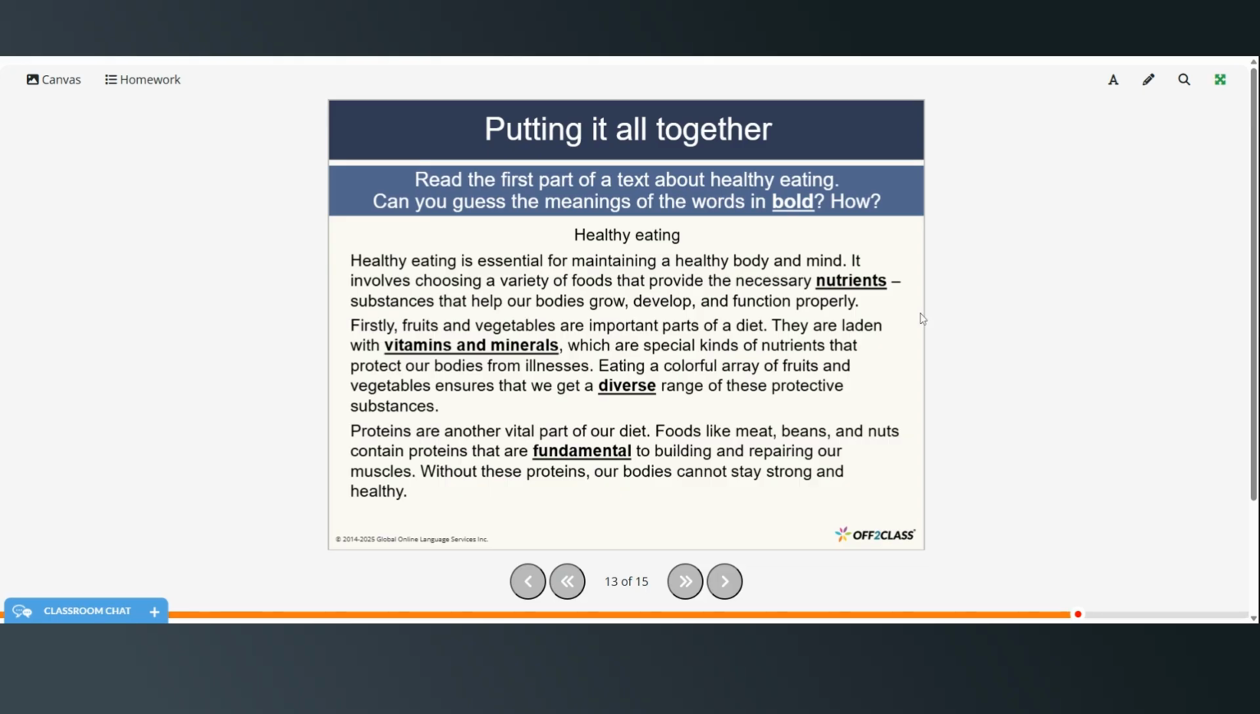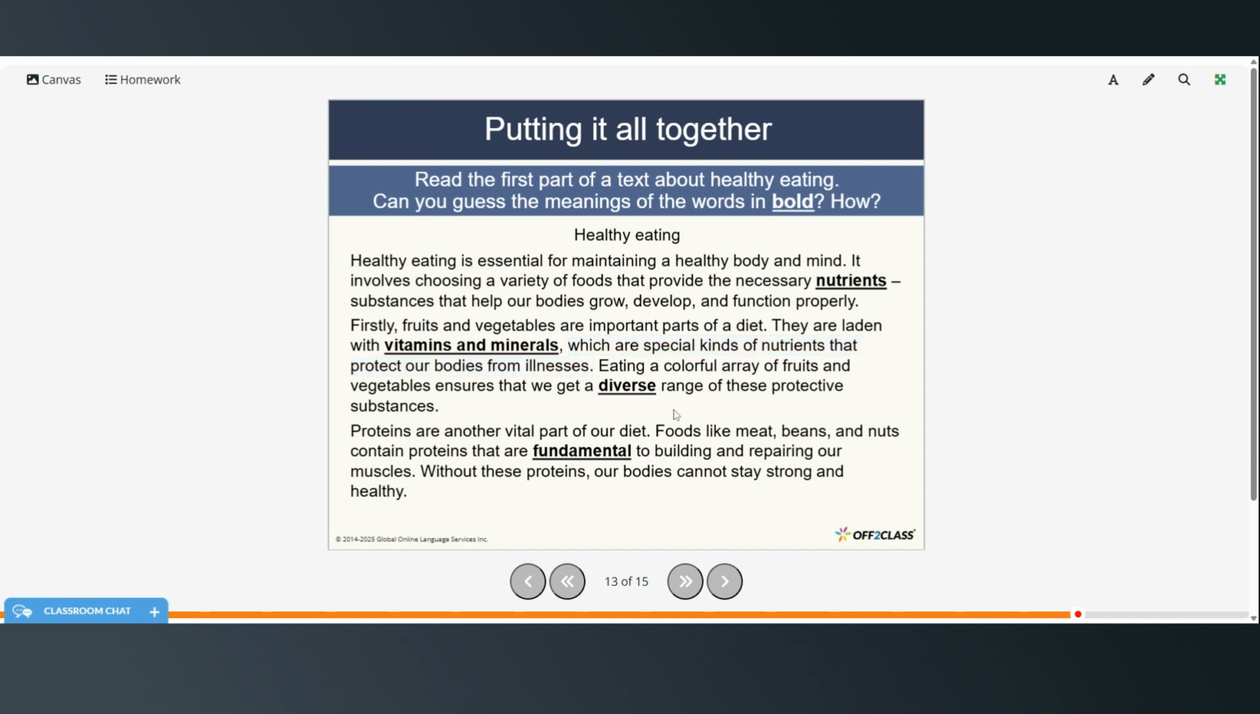All right, so nutrients, this one is given by definition. So we have the dash and the definition of nutrients, substances that help our bodies grow, develop, and function properly. Vitamins and minerals, this is by example. So vitamins and minerals are special kinds of nutrients that protect our bodies from illnesses.